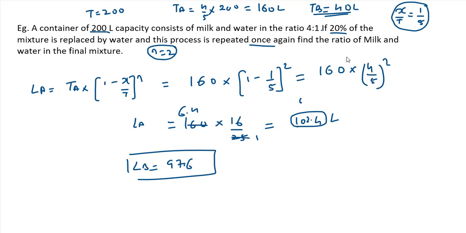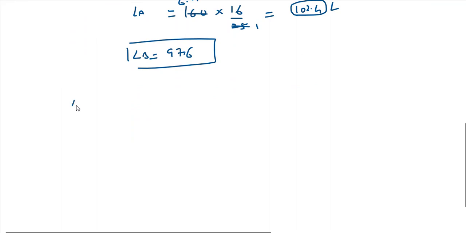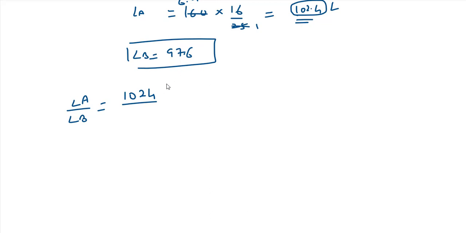We have been asked to find the ratio of milk and water in the final mixture. So we have basically been asked to find the ratio of La upon Lb. We have the value of La, which is 102.4. We can write it as 1024 upon Lb, which is 97.6. This can be written as 976. So now all we have to do is divide this.